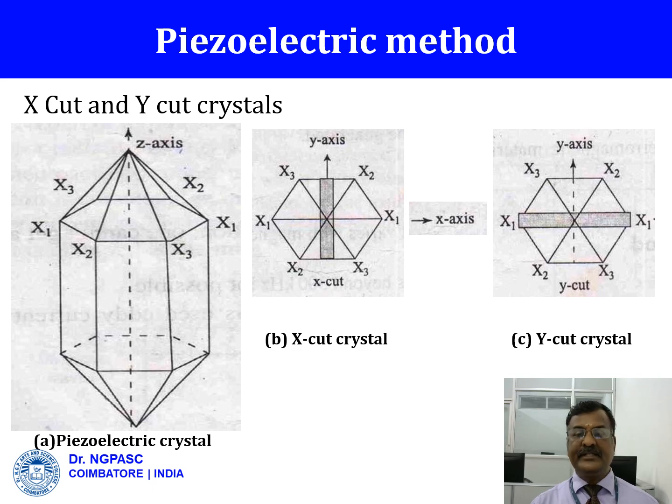In figure C, the Y-cut crystal, we could see that the line joining the opposite faces of the hexagon is the y-axis. When a crystal is cut perpendicular to the y-axis, it is called the Y-cut crystal. The Y-cut crystal will generate transverse ultrasonic waves.